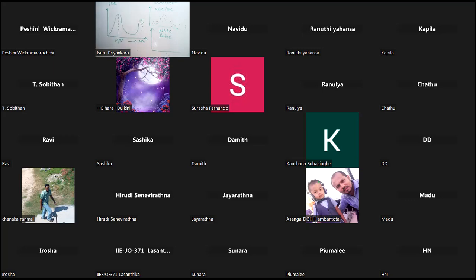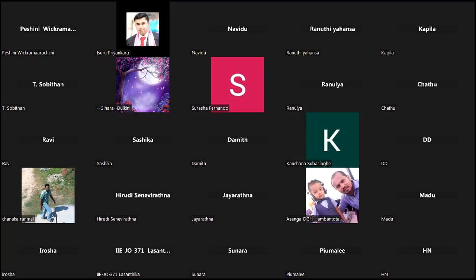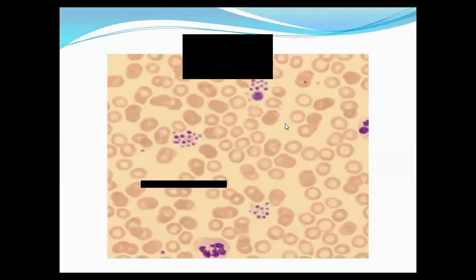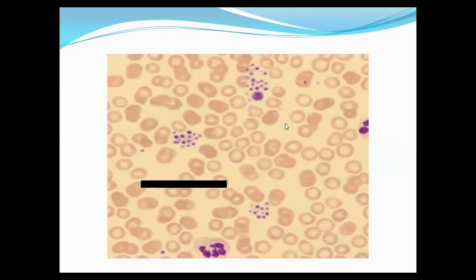Remember, if a graph is given like that, you say there may be platelet clumps. If you observe this type of platelet histogram, you go to the blood picture and observe whether platelet clumps are present or not. When you observe platelet clumps, you can see that the histogram changed there. Okay, we move to the next.